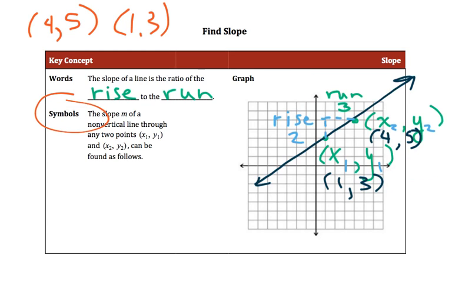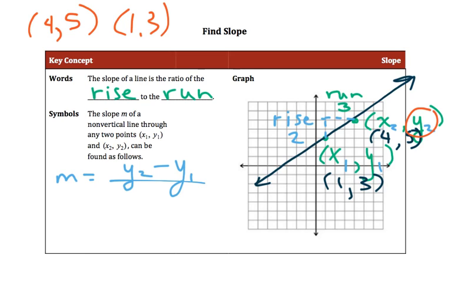And if we move on to the symbols, the slope of a non-vertical line, so it can't be totally vertical like this. We'll see what happens later when we do that. Through any 2 points, (x sub 1, y sub 1) and (x sub 2, y sub 2), can be found as follows. m equals y sub 2, because we're figuring out how high we eventually got at this value, minus y sub 1, because we want to see, if we were this high, how far away from it is this step, over x sub 2 minus x sub 1.